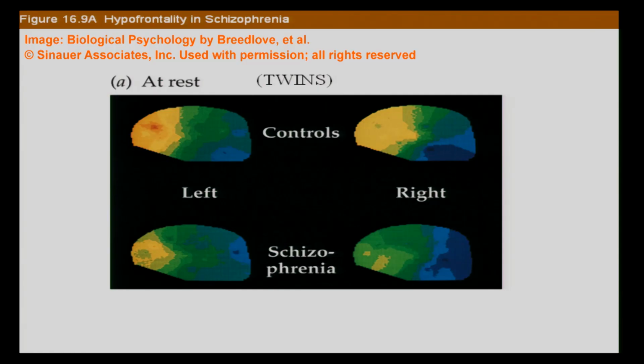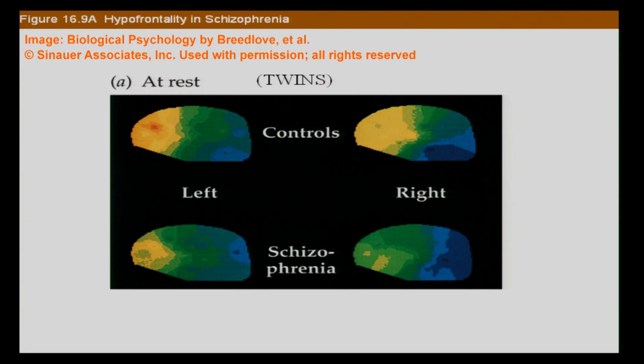And so here are studies of twins that are discordant for schizophrenia. That means one twin has the disease and the other one does not. The control does not have the disease. Schizophrenia obviously has the disease. On the left is the frontal lobe. These are PET studies. PET stands for positron emission tomography, and it is a measure of activation in the brain. And so we're looking at the frontal lobe on this side, and here's the occipital lobe back here.